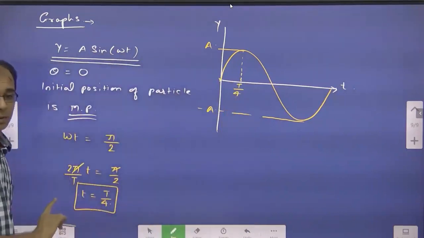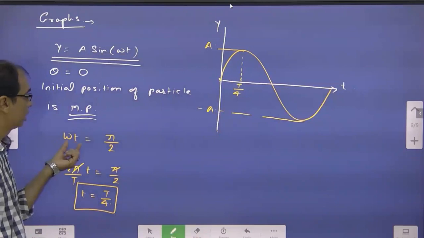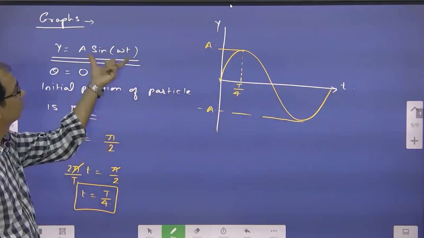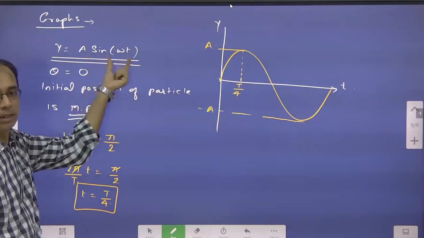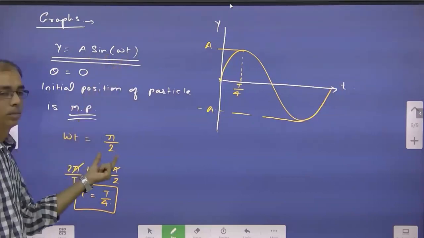See what I am doing. This is very important for us. Omega t equal to pi by 2. This value needs to be 1, which means this angle needs to be 90. That means omega t is pi by 2.